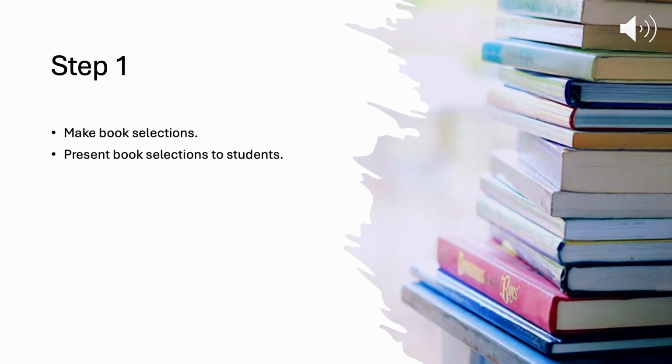First, the teacher should make book selections and present the books to students. The teacher should present a variety of different books at different levels. For example, if you were going to teach your students about the fantasy genre of literature through literature circles, you would select 5 to 6 fantasy books and let your students choose from among this set of books.